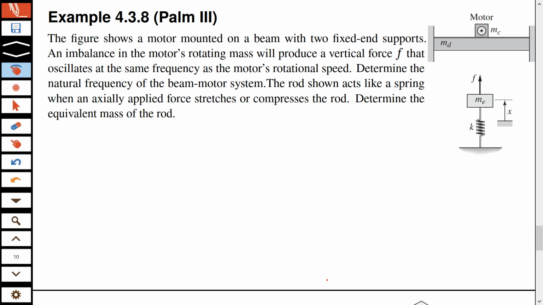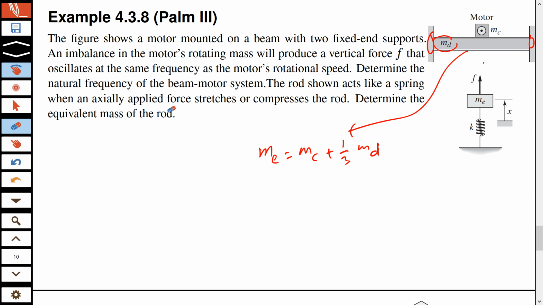Now this is more or less the same question, because you have this fixed beam. And this is the distributed mass, this is the concentrated mass, which simply means that ME will still be equal to MC plus a third of MD. An imbalance in the motor's rotating mass will produce a vertical force F. So this can be seen as the input, and that oscillates at the same frequency. Determine the natural frequency of the beam motor system.